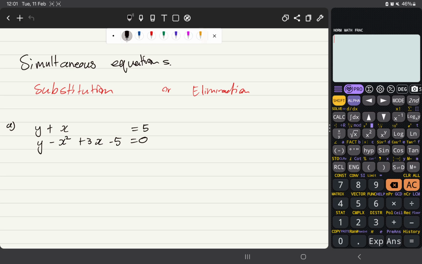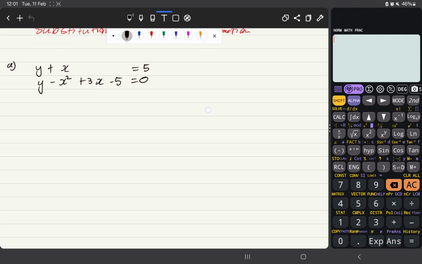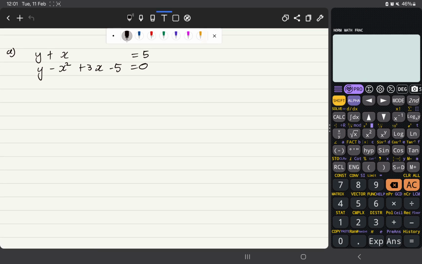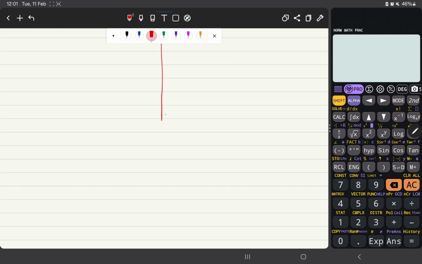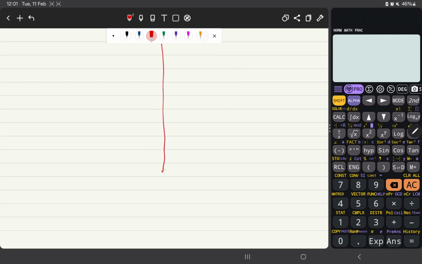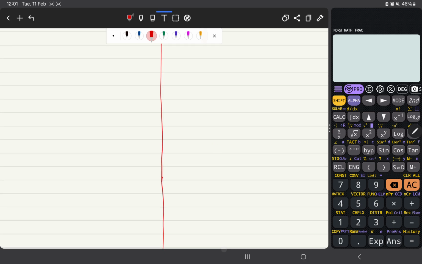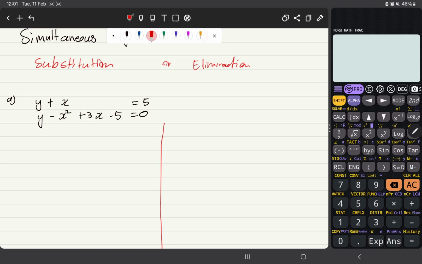Yeah, so there are two methods of doing simultaneous equations, right? There is substitution and there is also the one called elimination. So I'm just going to do both of them in this example, and in any other examples we'll be doing after. It will be substitution and elimination.